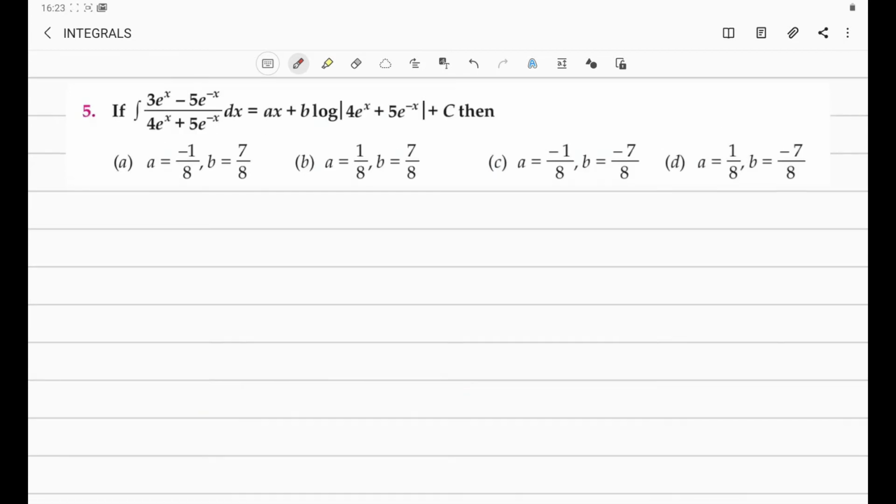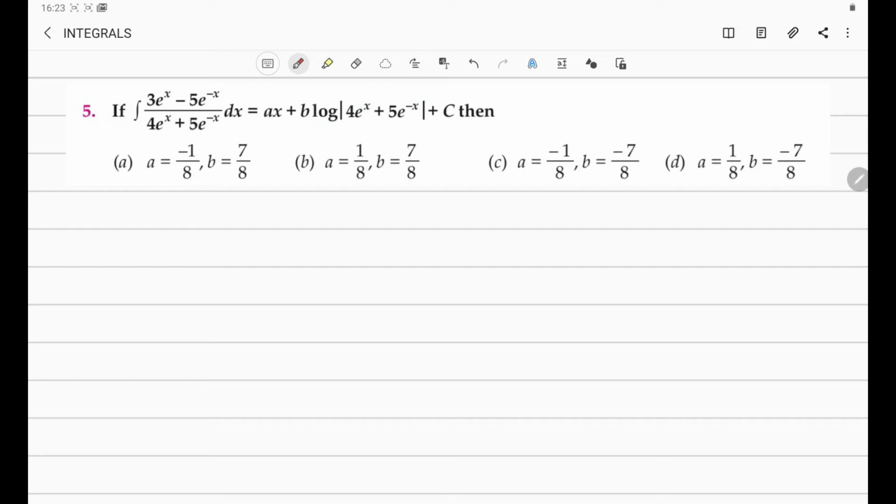Question number 5. If the integral of (3e^x minus 5e^(-x)) divided by (4e^x plus 5e^(-x)) dx is ax plus b log mod 4e^x plus 5e^(-x) plus c, then we have to find the values of a and b. So, this is very simple.